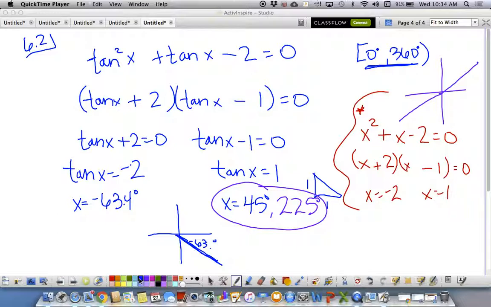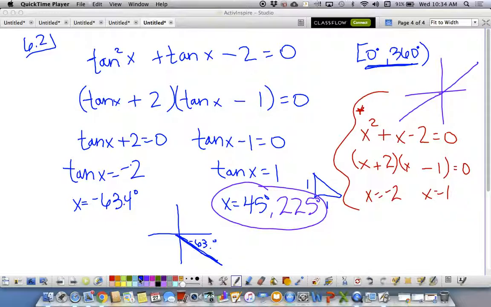How did you get the 63.4? Plugged it in my calculator. Inverse tan of -2. Wait, what should my calculator be in? Radians? Degrees? If I'm asking for degrees, it needs to be in degrees. Yeah, it's been in radians. We have been changing it back and forth.